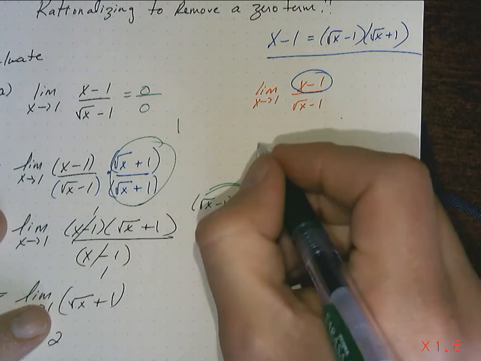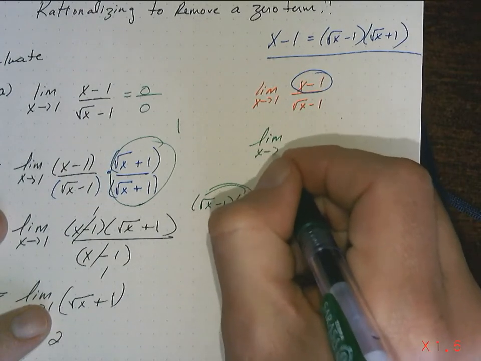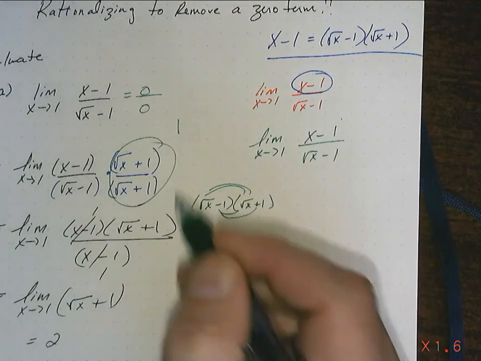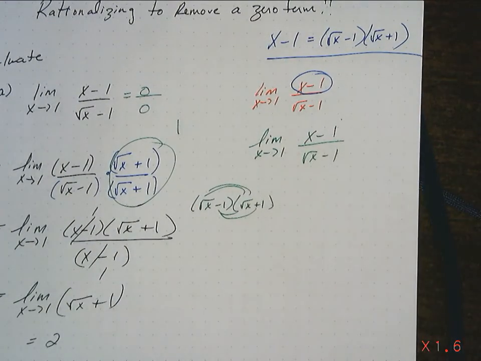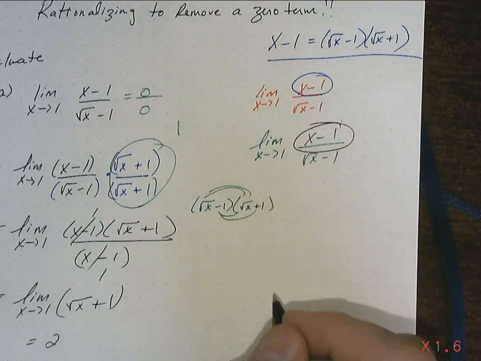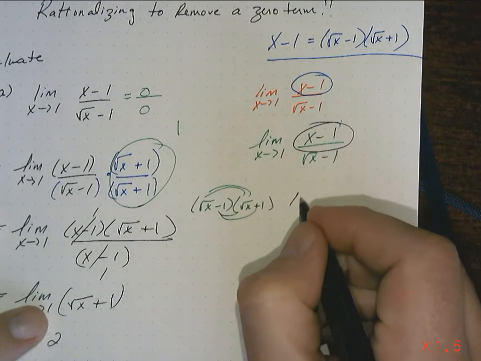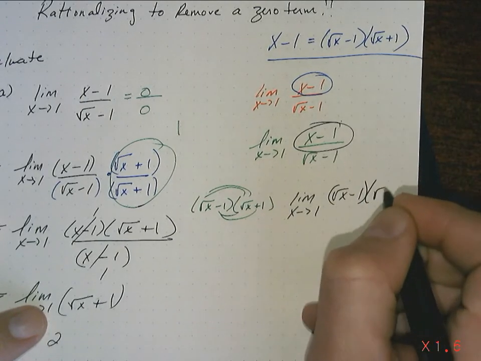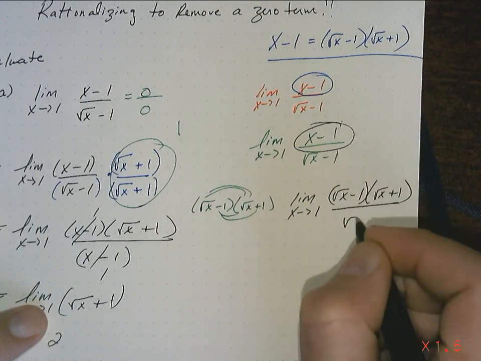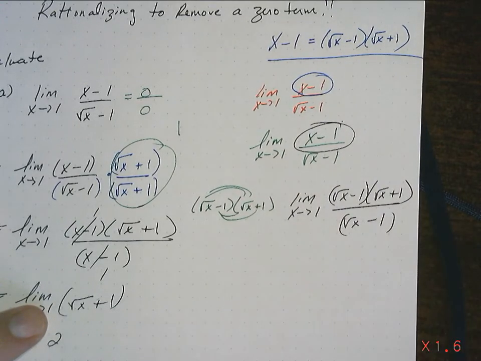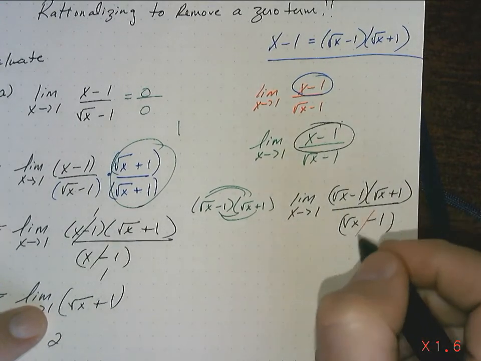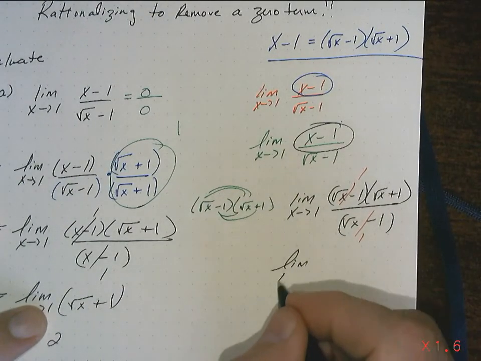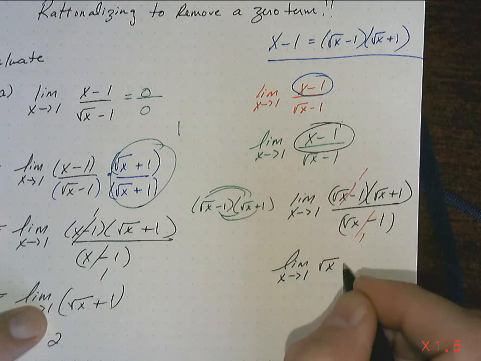So when I have the limit as x approaches 1 of x minus 1 over root x minus 1, yes, I can do it this way. I have no problem with that. But yes, I could also do a difference of squares on the top and get root x minus 1 times root x plus 1, over root x minus 1. My zero term is the root x minus 1. Goodbye, goodbye. I'm going to be left with the limit as x approaches 1 of root x plus 1.